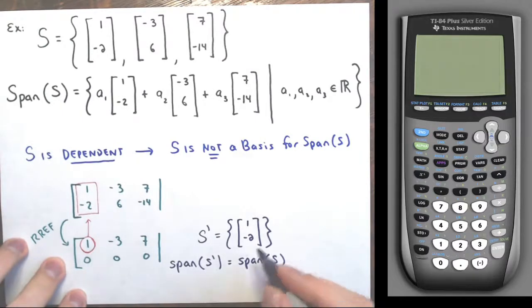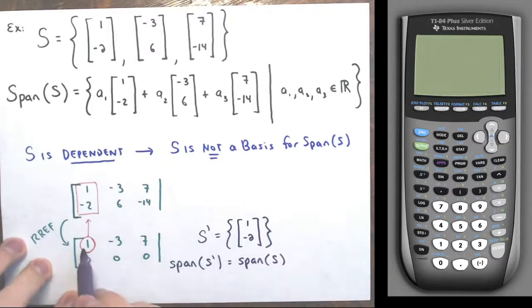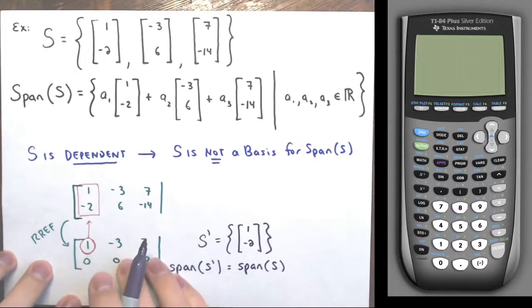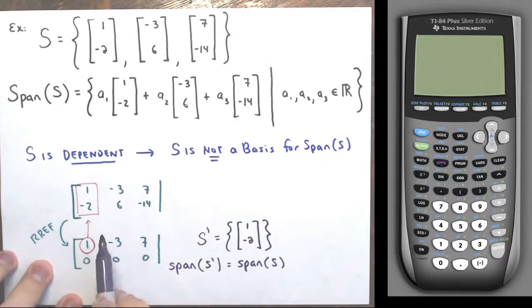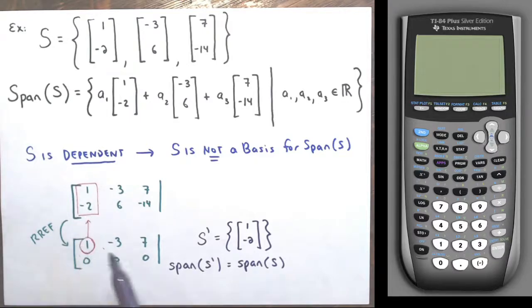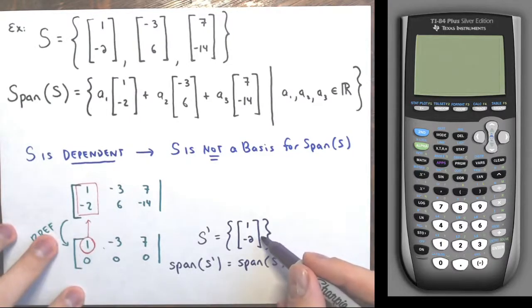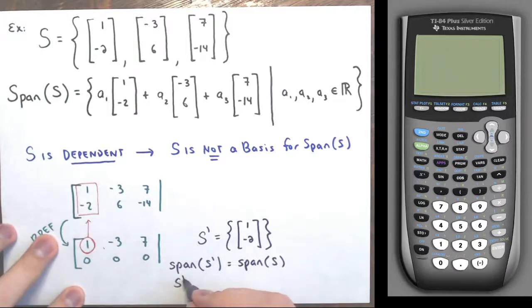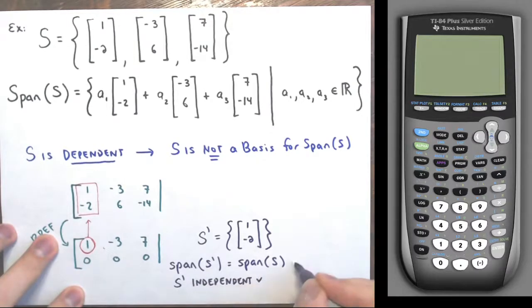And it's just a single vector. And I already told you, the shortcut: when you put that coefficient matrix in reduced row echelon form, the pivot columns will correspond to a set that is independent. But you can see it's a single non-zero vector, so you know S prime is linearly independent. So both things are happening, meaning that S prime is a basis for the span of S.